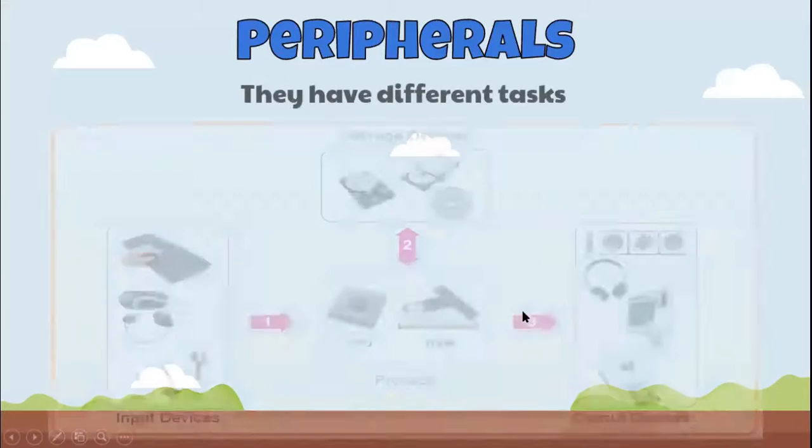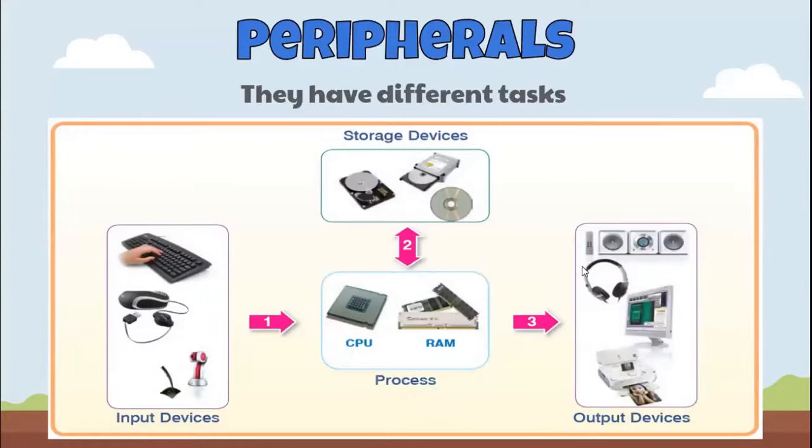Okay, they have different tasks. It's very easy to understand. We can show that in four parts. The first part is input devices. If you press any key on the keyboard, or if you click on the mouse, or if you record your video with the camera or the sound, it is not going directly to a storage device, not directly to output devices. It's directly going to process, like CPU and RAM.